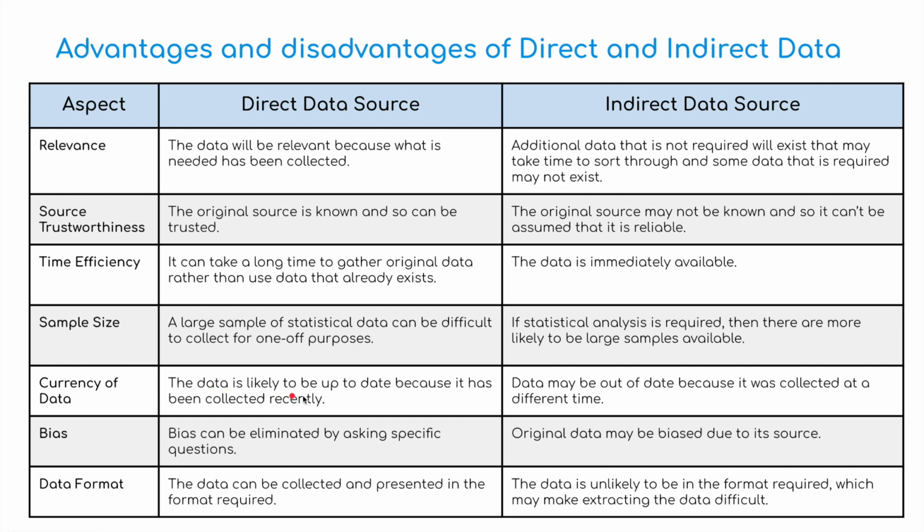Currency of data. Direct data is likely to be up to date because it has been collected recently. Indirect data may be out of date because it was collected at a different time. Bias. Bias can be eliminated by asking specific questions. Original indirect data may be biased due to its source. So data format. Okay, in direct terms, the data can be collected and presented in the format required, whereas indirectly, the data is unlikely to be in a format required, which may make extracting the data difficult or taking time putting it into a format that can be understood and needed.